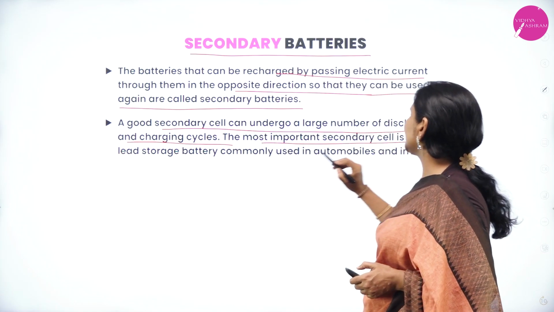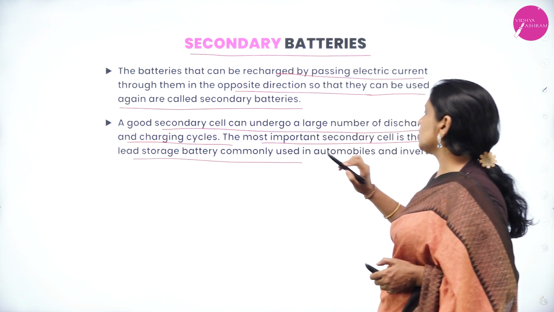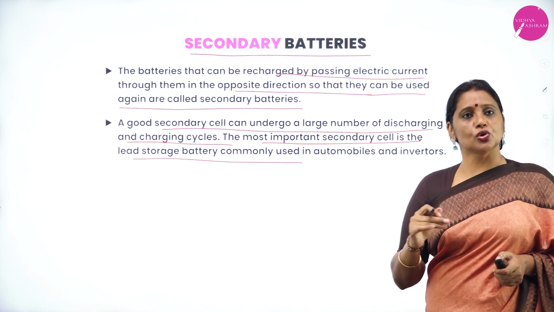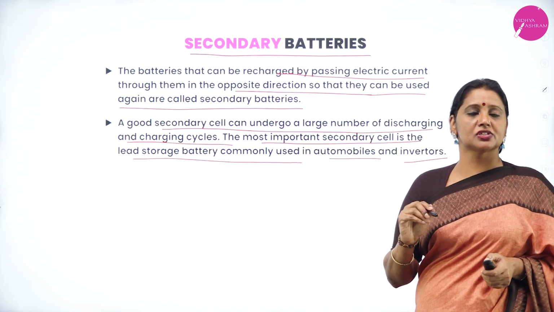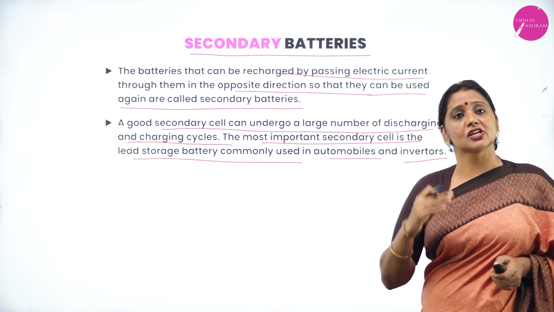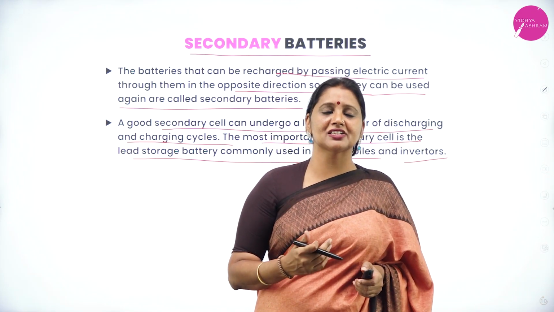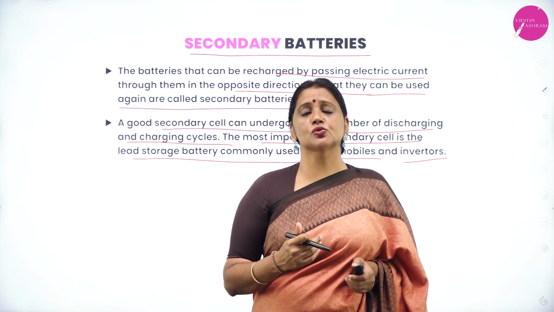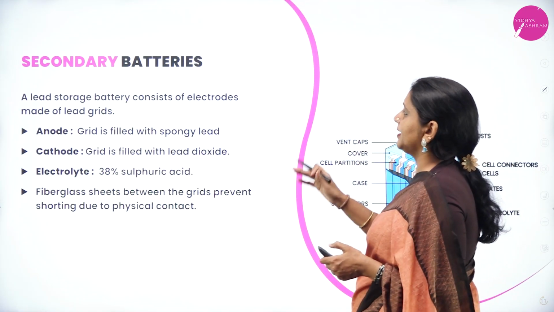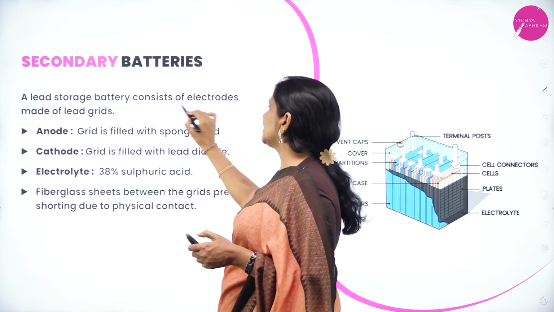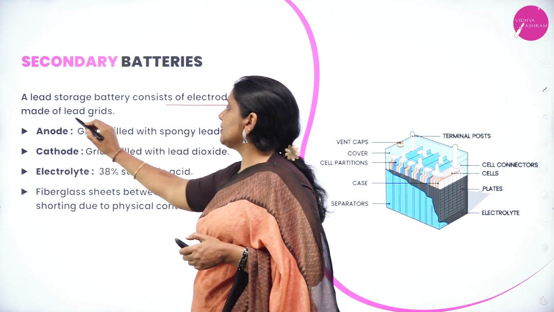The most important secondary cell is the lead storage battery, which is used in automobiles and inverters. So, the example for a secondary battery is the lead storage battery, which is used in automobiles as well as what? Inverters. Now, I am going to explain the lead storage battery. It consists of electrodes made up of lead grid.